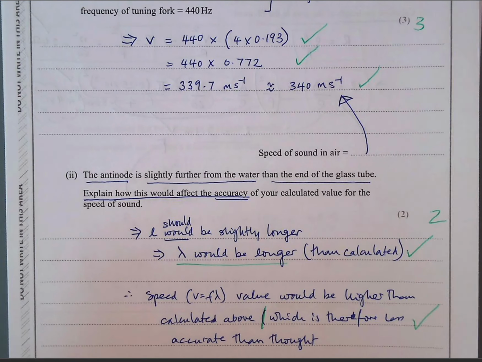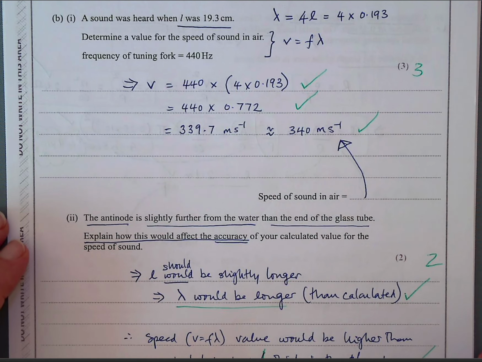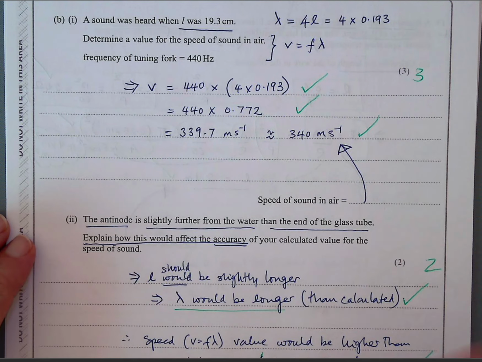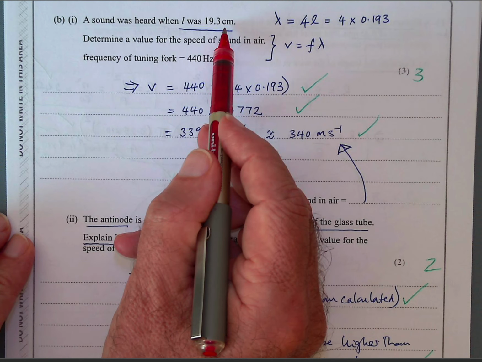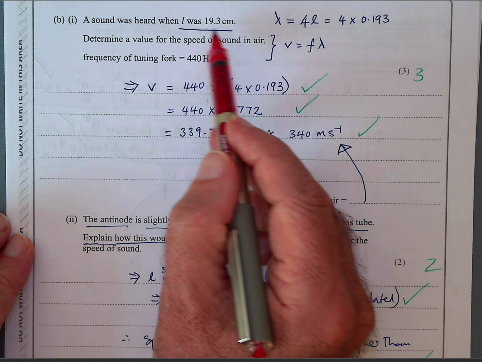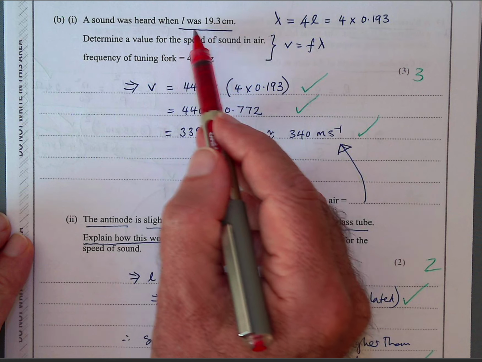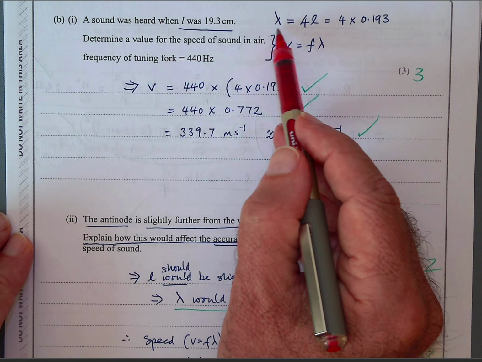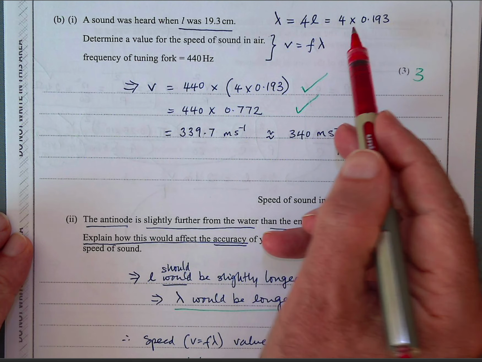So as I said to you, first they want you to know the concept, which you now understand as standing waves. Now they'll let you use your maths. A sound was heard when the length was 19.3 centimeters. In other words, they adjusted the length to 19.3 centimeters. It produced a loud sound at that value. So remember that lambda is 4 times the length, yeah? Because it's only a node to antinode.